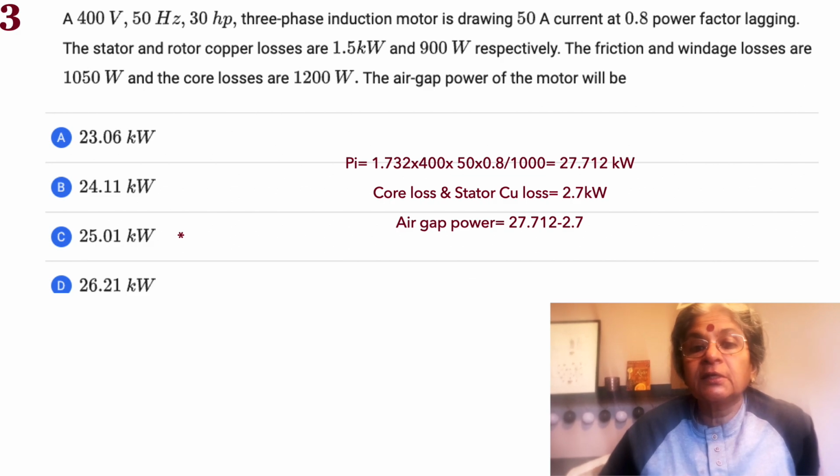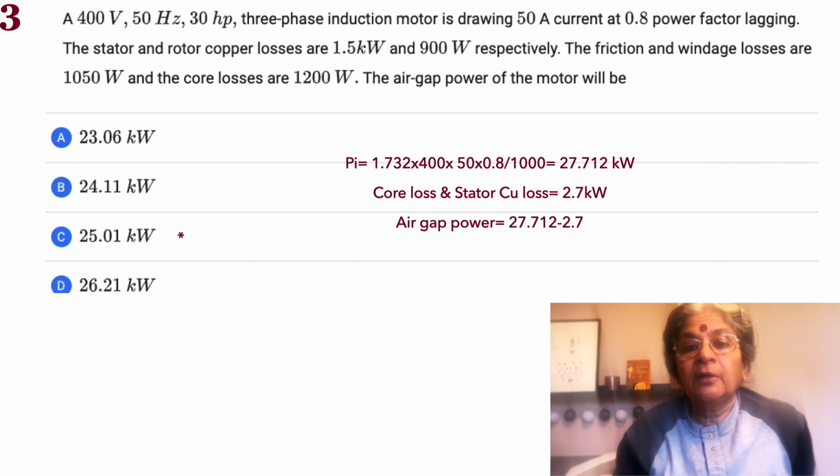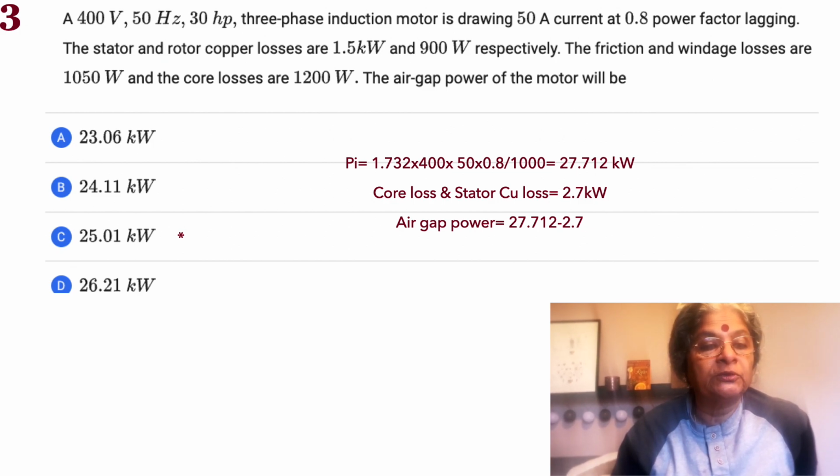So the core loss and stator copper loss together amount to 2.7 kilowatt. Once you remove it, you get air gap power as 27.712 minus 2.7, or 25.01 kilowatt, or option C. Okay, a simple problem.